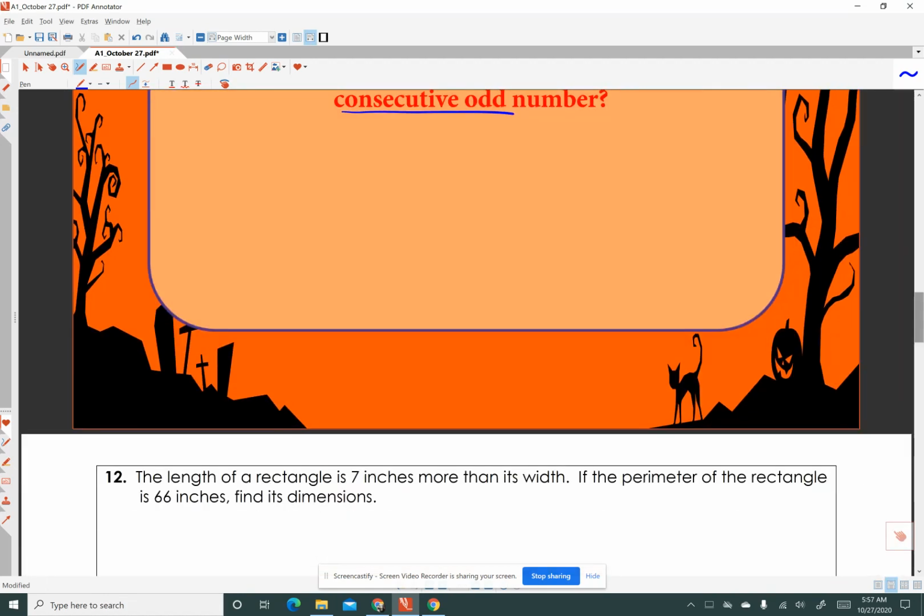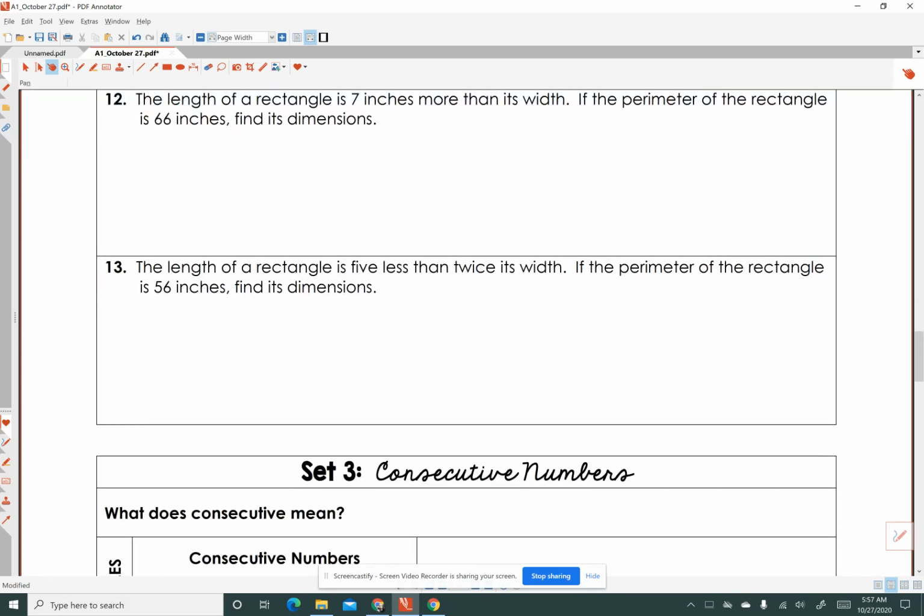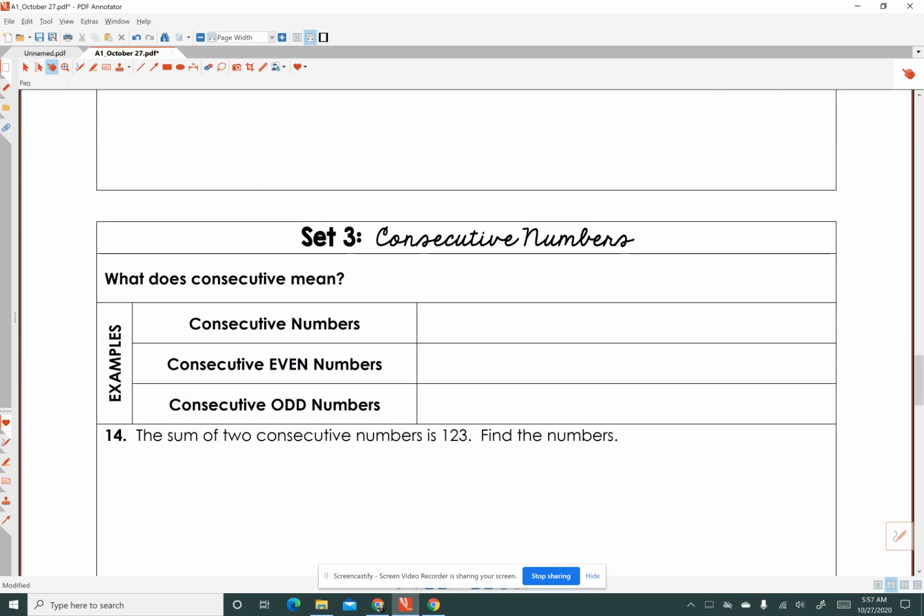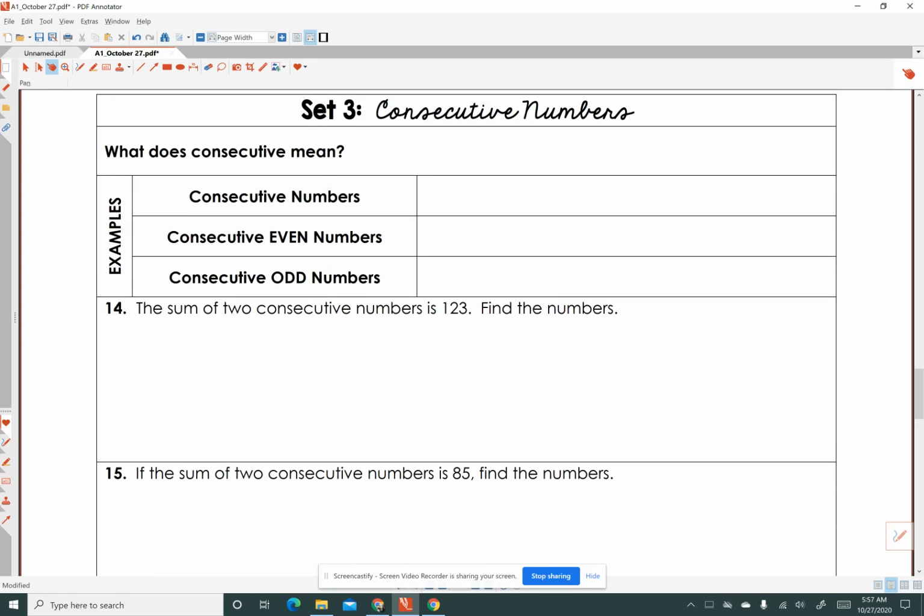So let's get started. Now, we're jumping down to the lower part of this page because we worked those 2 problems at the top yesterday. So we're jumping down to set 3, the consecutive numbers. Excuse me. So let's look at some examples. So what is a consecutive number and what does consecutive mean? Consecutive means one after another.